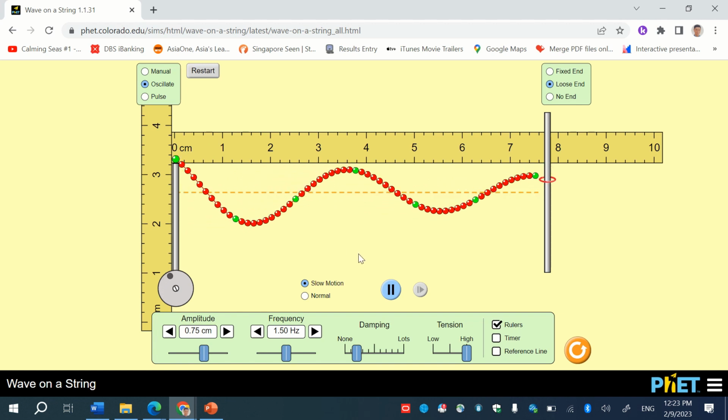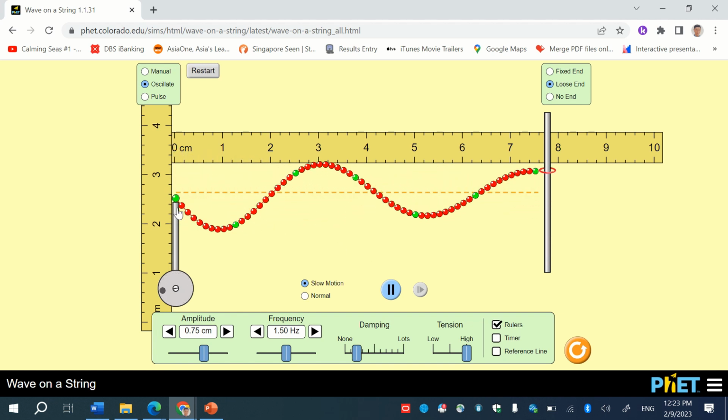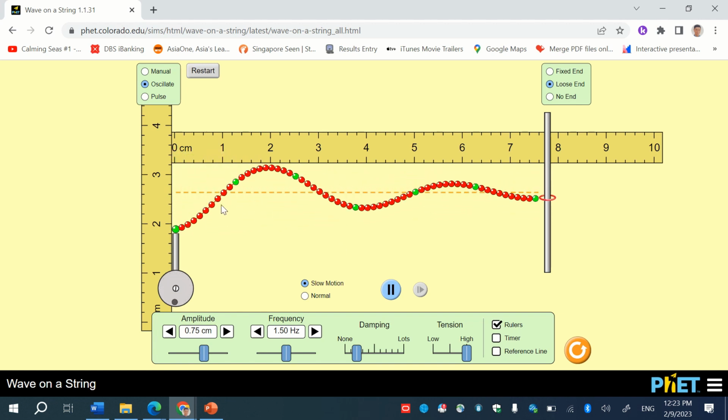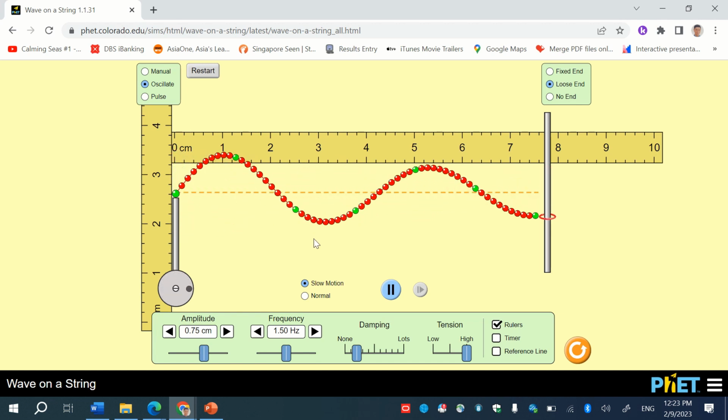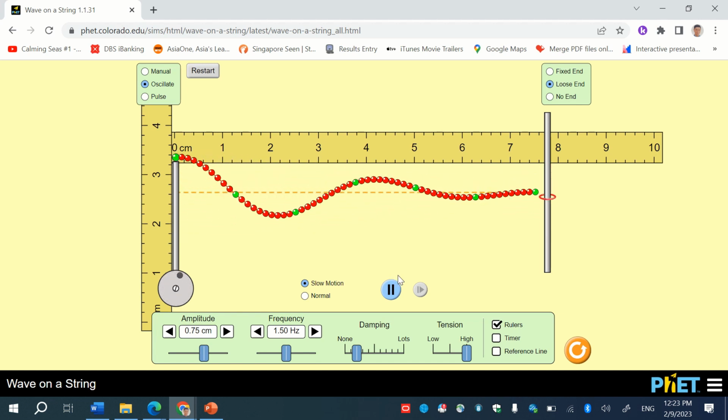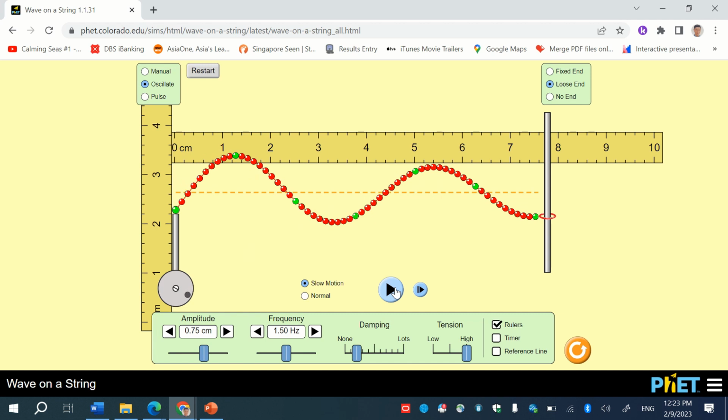If I pause right now, this is a certain frequency. Later I'm going to increase the frequency. If I pause right now, you can measure the wavelength, one complete wave. It's about 4 cm, one complete letter F, estimated about 4 cm.